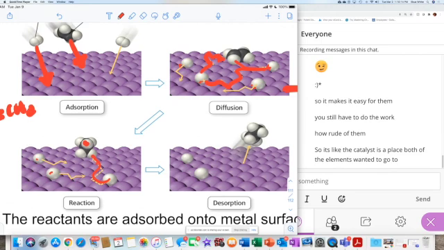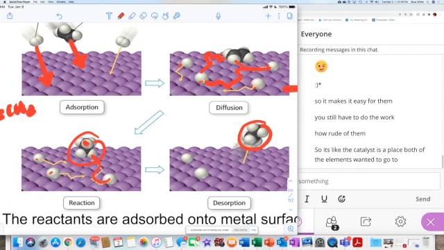Yes, they both want to go there, because if they don't want to go onto the catalyst surface, the catalyst is not going to be a matchmaker. If they want to just find each other on the side, there's no need for the catalyst. So now they react, a product is formed. Now the product does not have a high affinity for the catalyst like the reactant did.